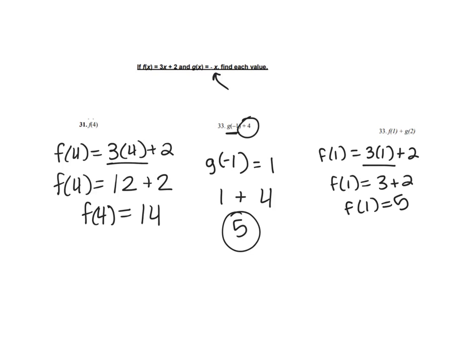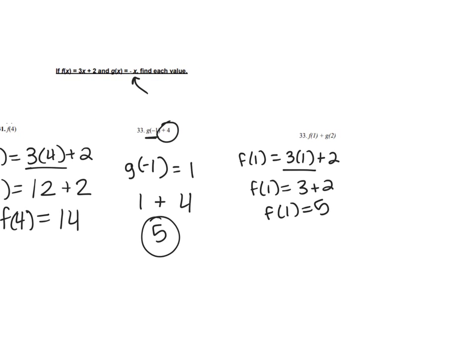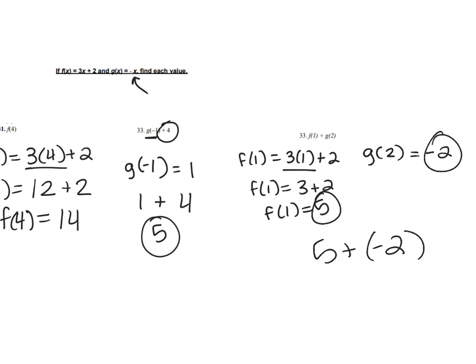And then I'm going to find g of 2. So g of 2 equals negative x or negative 2 because g of x equals negative x. So g of 2 equals negative 2 because we're replacing that x. So I have 5 plus negative 2 to leave me with 3.